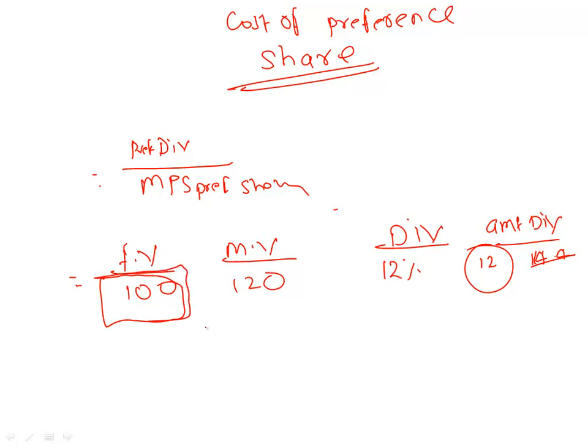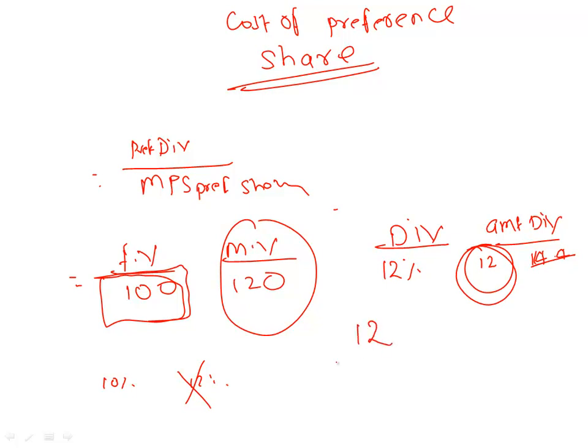But what is it that a preference shareholder is earning? Is he earning 10% or is he earning 12%? Preference shareholder is earning 10% because he currently owns a security which is worth 120. If he wants to sell, he can sell it at 120 in the market. But how much is he earning on that? He is earning 12 rupees. So he gets to earn 12 as a ratio to 120, which is 10%.